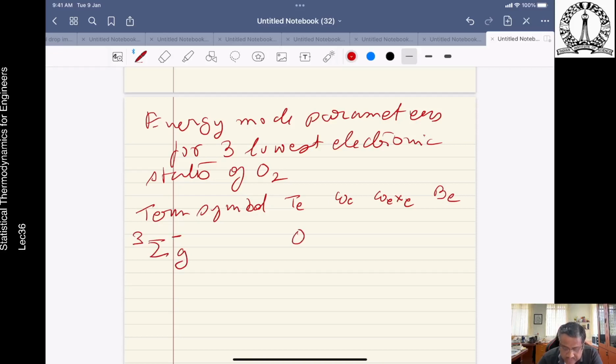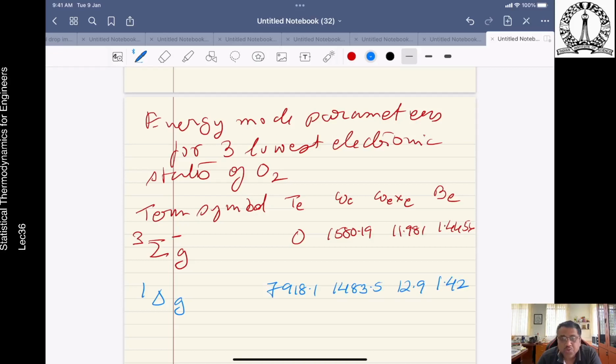G, this, for example, 0. This is 1580.19, and it is 11.981. Then B is equal to 1.446. Then, of course, you have 1 delta G, which is 7918.1, 1483.5. This is 12.9. This is 1.4264. So similarly, you can write it for alpha E and D also.